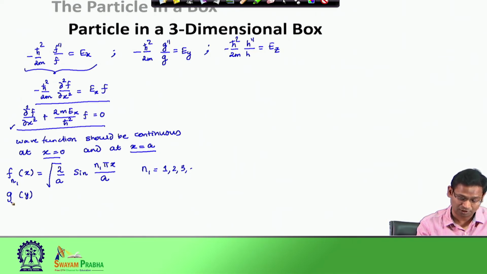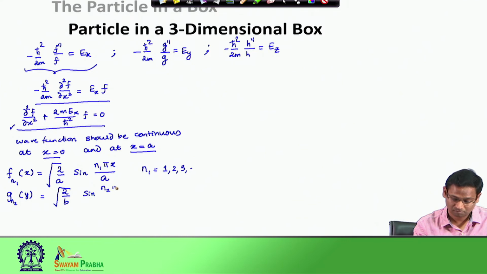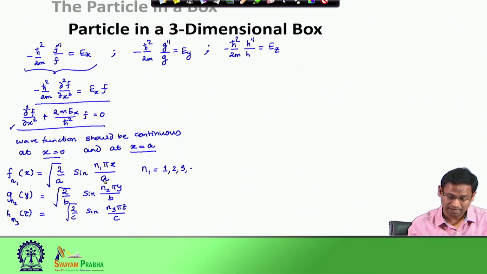g, which will be a function of y, with n2, and the function h, which will depend on z, as square root of 2 over c sine of n3 pi z divided by c, where a, b and c are the size of the cuboid along the x axis, y axis and z axis. In this case n2 also goes 1, 2, 3 and so on, and n3 can also be 1, 2, 3.